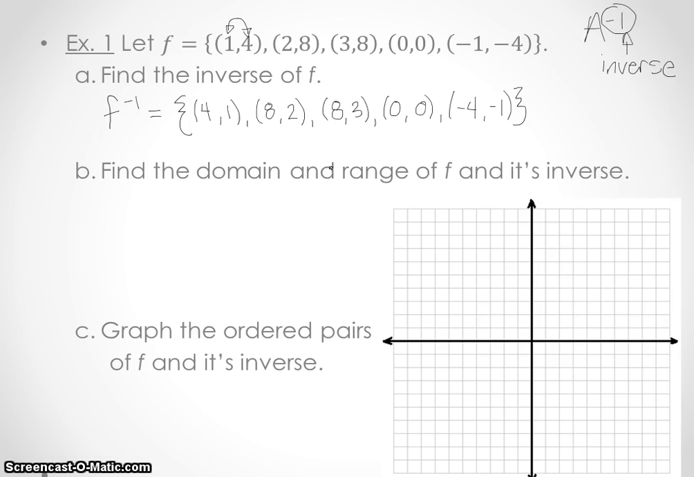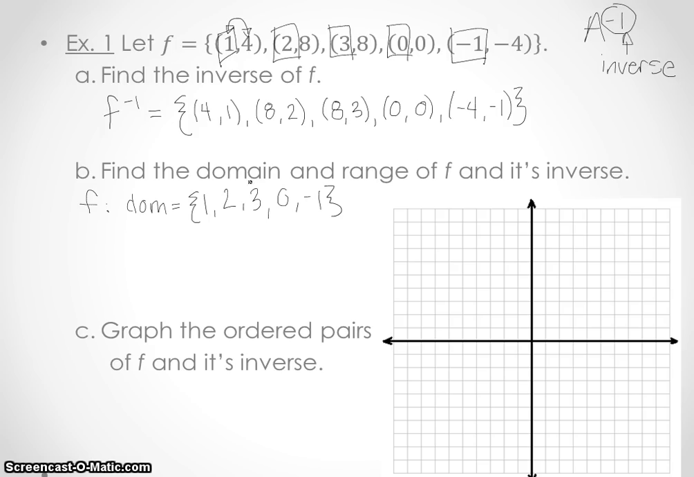Now we've got to find the domain and the range of f and its inverse. So for f, the domain is going to be, now remember, when you do these, you just write them as a set again. Don't try to figure out whether this is positive real numbers, negative real numbers, bigger than 0, etc. You literally just list. Domain, remember, is input. So we have 1, 2, 3, 0, and -1. So {1, 2, 3, 0, -1} is our domain.